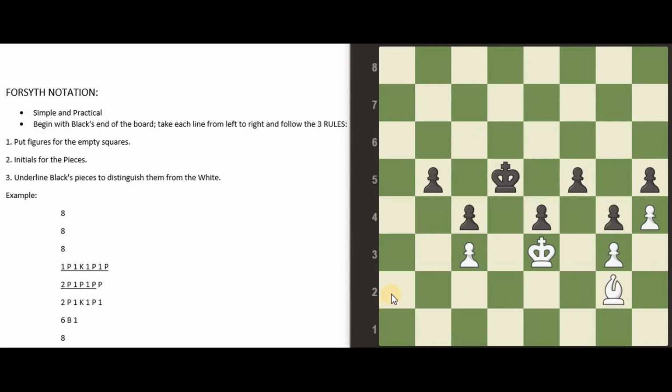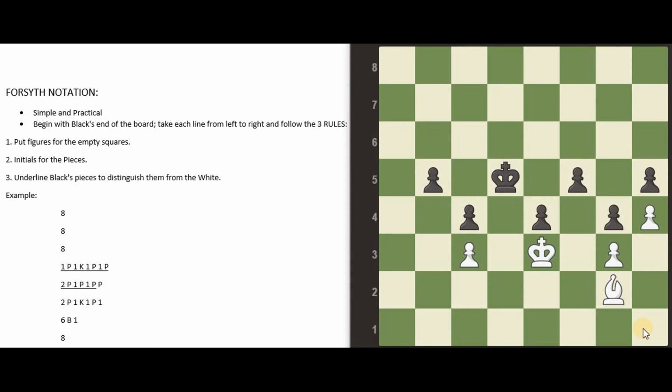Now on the second row, as we go from left to right, we see that 6 squares are empty, so we write 6. The next square is occupied by the bishop, so the initial for the bishop is B, so we have to write B over here. And the last square is empty, so we write 1. And again since this first row is empty completely, that is all 8 squares are empty, we write 8 for representation. So in this way, after making each move in the game, you have to record all the positions.